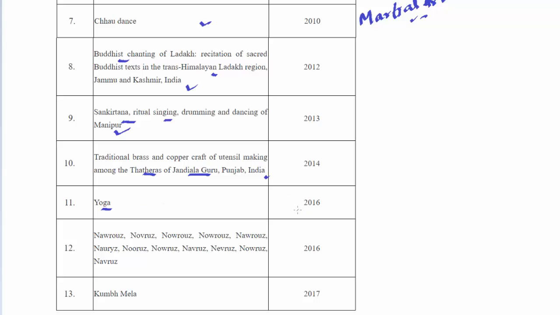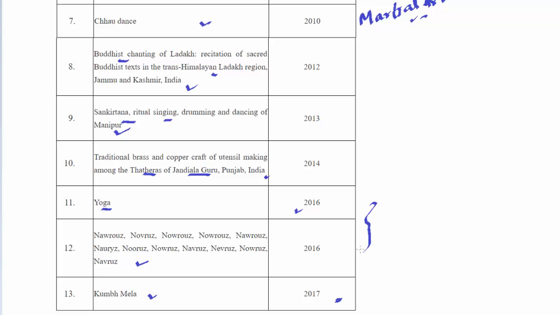Then yoga, it was included in 2016. Nowroz is the Parsi New Year. And lastly, Kumbh Mela, included in 2017, the most recent one. So you can remember just these, Nowroz, Kumbh Mela and yoga, which were recently inducted.